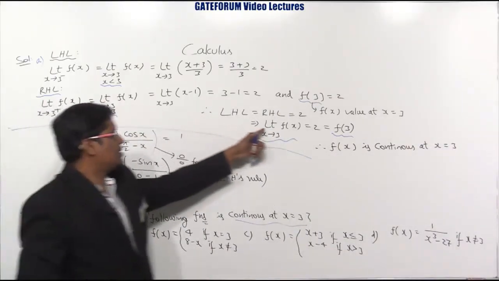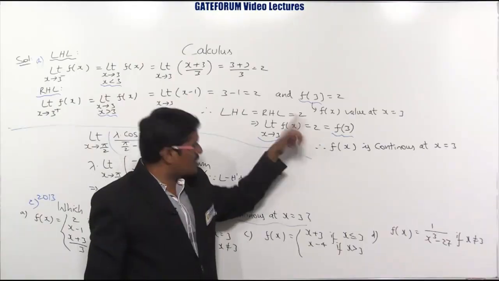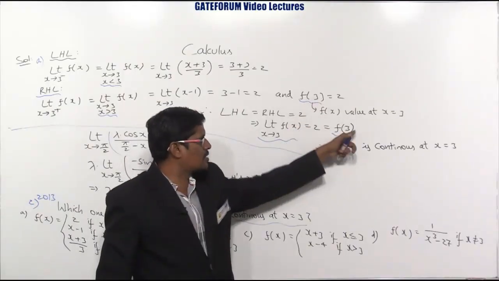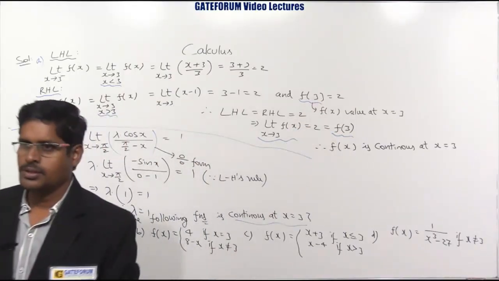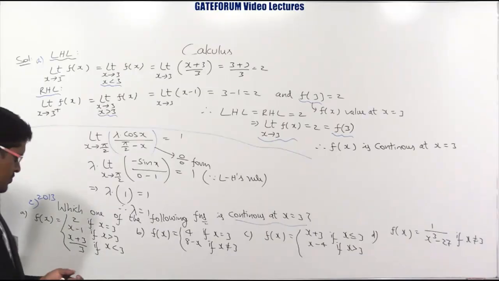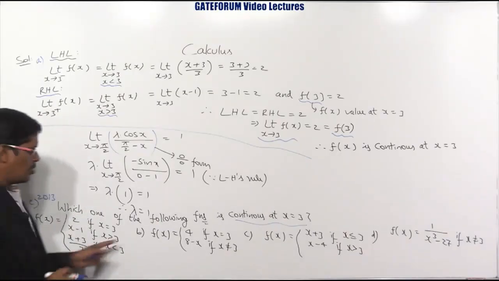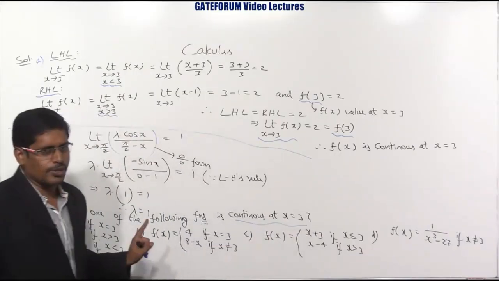Left limit equal to right limit means the original limit is also equal to that value. That value is already the function value at x equal to 3, which is given in the question. So the answer is option A. At home you check the remaining 3; they are going to be discontinuous.